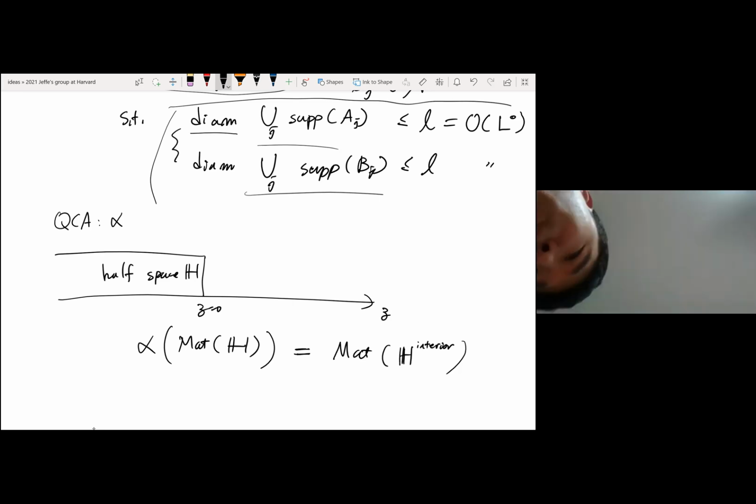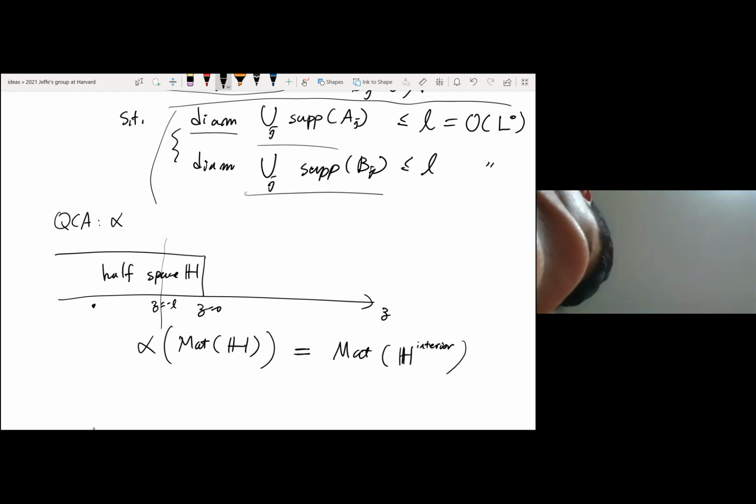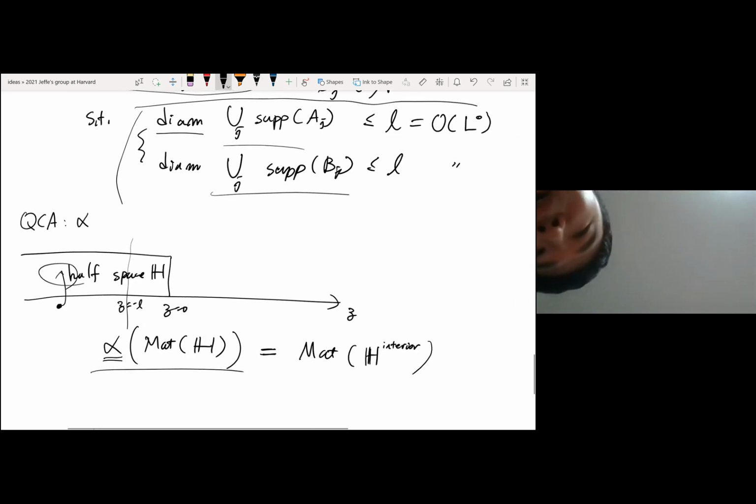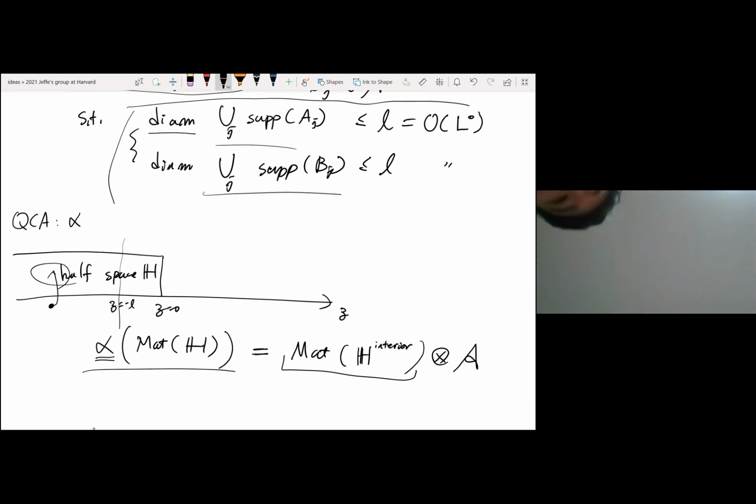Why? Because the interior means that I cut off a certain portion here, say minus L, and any operator here has an inverse image within that half space by the locality-preserving property. And since alpha is invertible, I can easily show that this operator is in the image of the left-hand side. What is left? Of course, what is left is something that I denote by, say, B, and this something is what I find interesting, and I call it the boundary algebra. Boundary algebra of alpha.